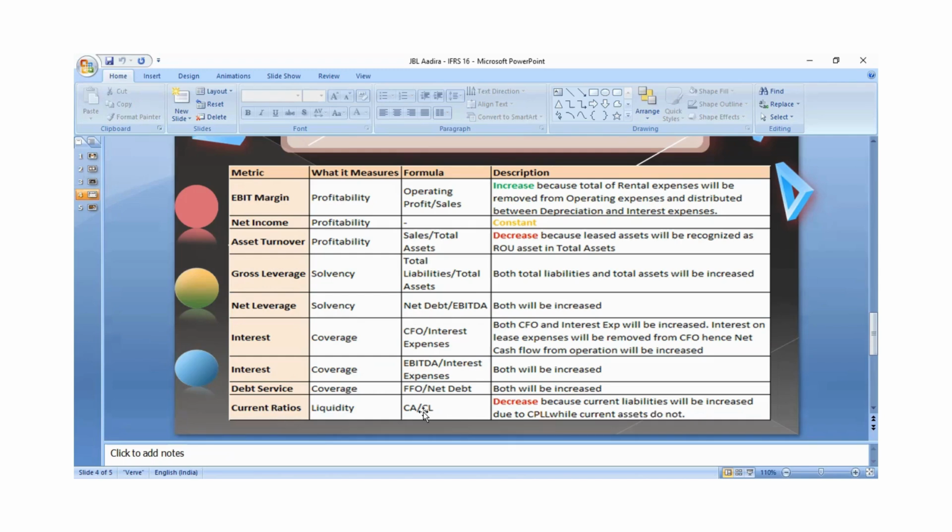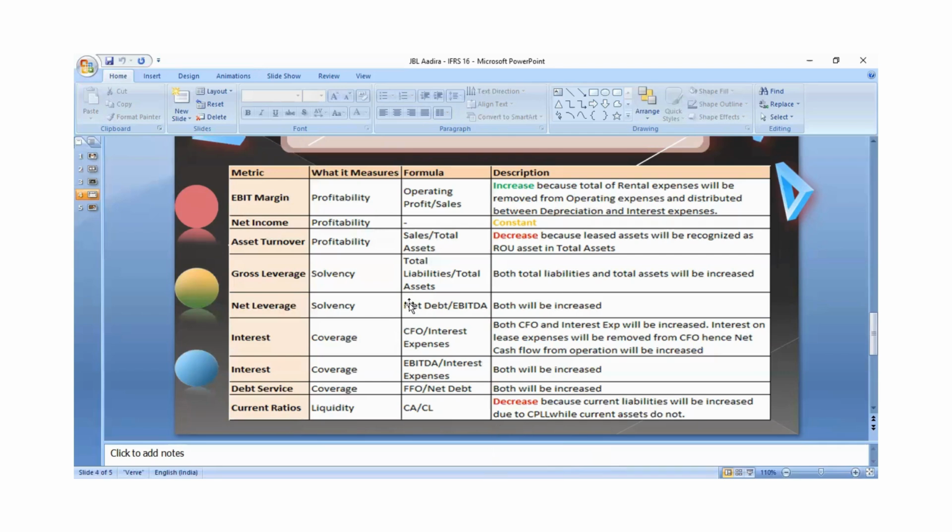Now the current ratio, current asset divided by current liability, which is again part of liquidity measurement. Current asset will not be increased because the right of use asset is shown as part of non-current asset, not current asset. However, we are showing lease liability, the current portion of the lease liability, under current liability. It means my denominator will be increased. So the whole effect will be a decrease in the overall ratio.